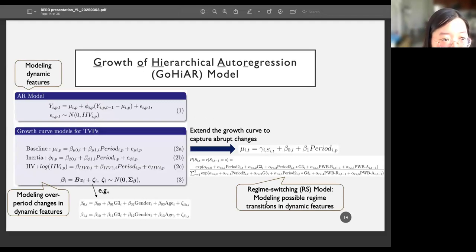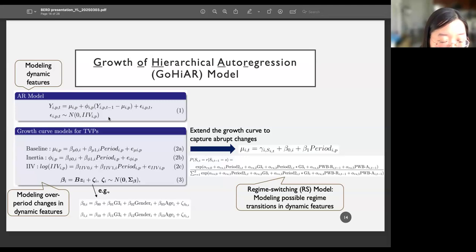So if you look at the AR model on the left, basically the AR model captures the three dynamic features: the baseline, the inertia, and the IIV. So mu is the baseline, phi is the inertia, and IIV is the intra-individual variability. So this model helps model the dynamic features.